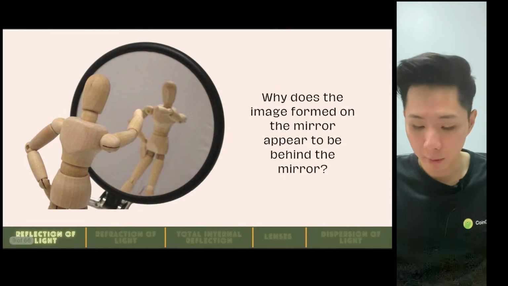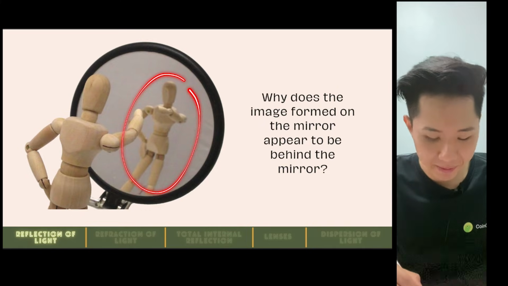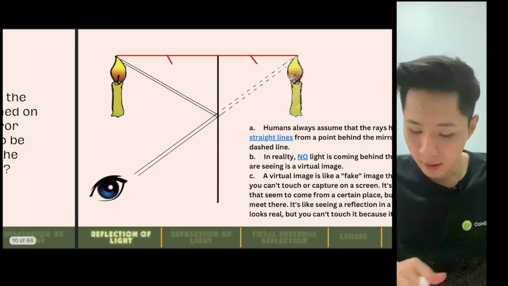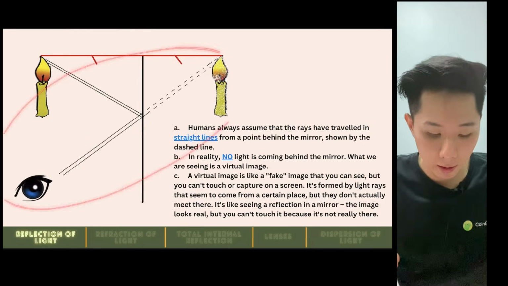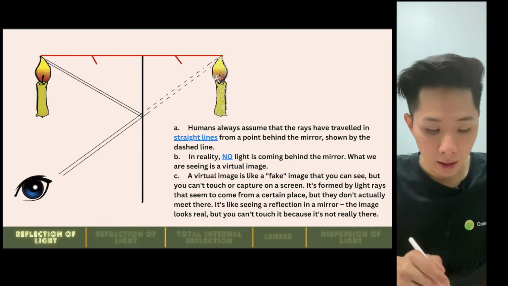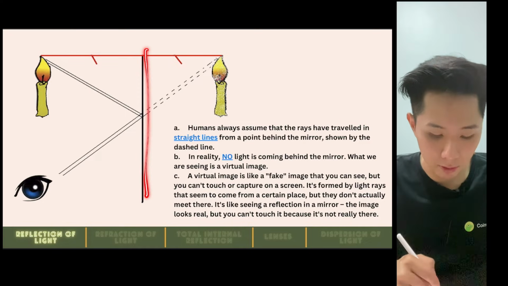And let's explain, why does the image formed in the mirror appear to be behind the mirror? In this case, why is this object here, even though it's not actually there? To understand this, you need to understand something called the ray diagram, which is the path which the light ray travels. So in this example, I have a candle facing a mirror.